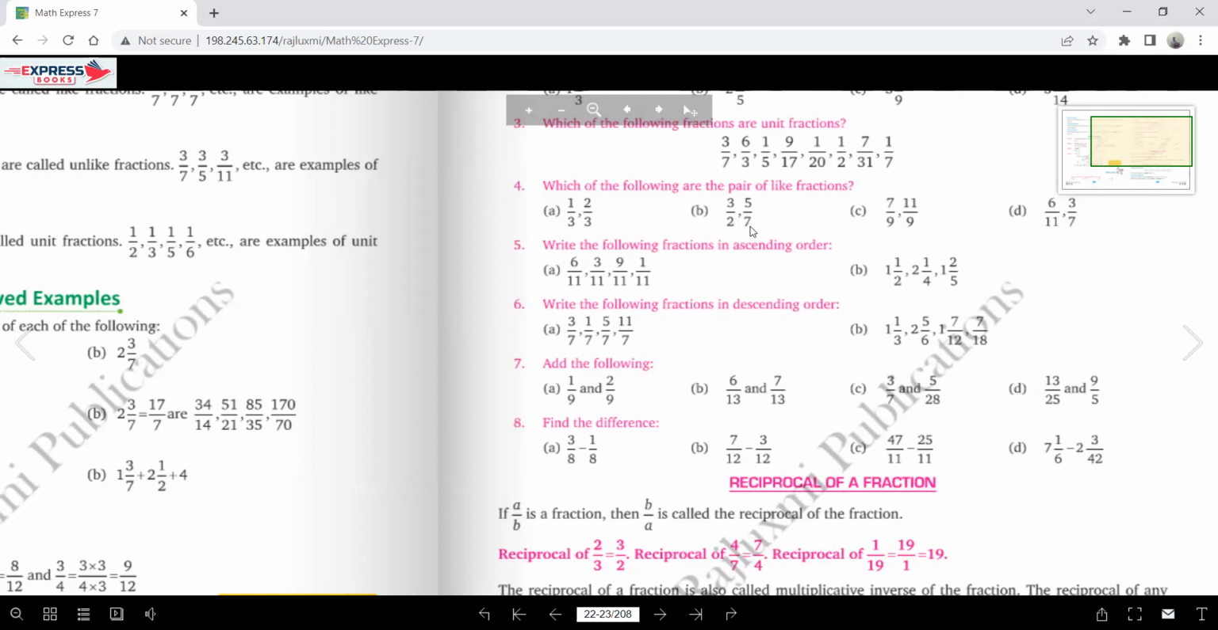Similarly, the last one, the D part, 6/11 and 3/7. You can see both have different denominators, so they are not like fractions, they are unlike fractions. So my dear students, this is how we have to approach this question. We have to do the questions up to question number 4. You have to complete this exercise on your own. These are very easy questions.